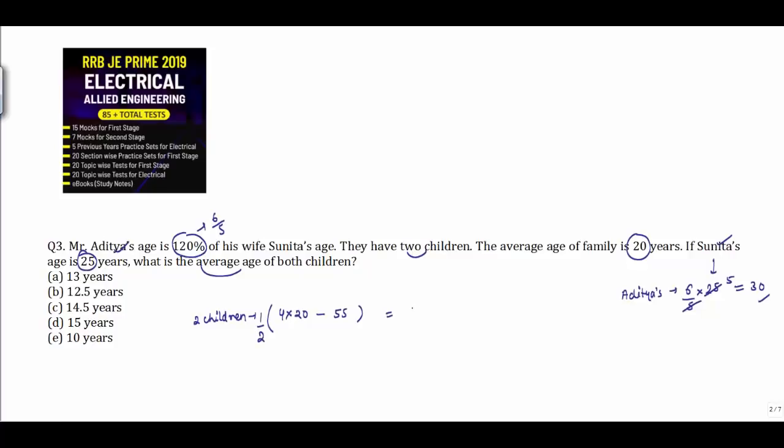So let us solve this. This is 80 minus 55 upon 2, 25 upon 2 equal to 12.5 years. Hence option B is the correct choice.